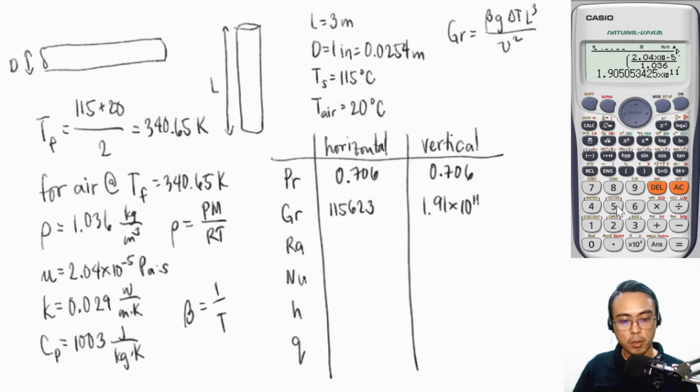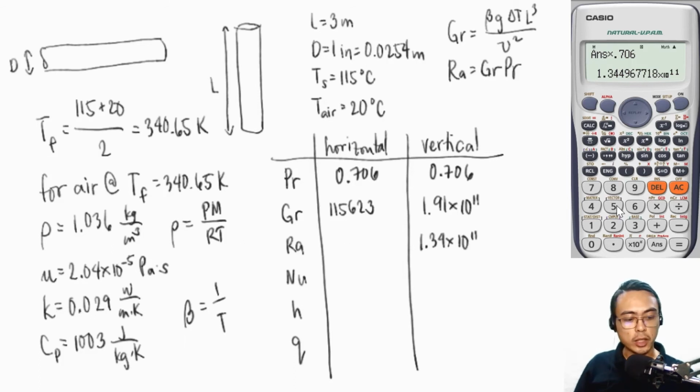Next, we have the Rayleigh number. The Rayleigh number is simply the product of the Grashof number and the Prandtl number. Let's start with the vertical cylinder. Since we now have the value of its Grashof number in our calculator, we multiply that with 0.706 to get the Rayleigh number 1.34 times 10 raised to 11. For the horizontal cylinder, that is 115623 times 0.706, we have 81,630.